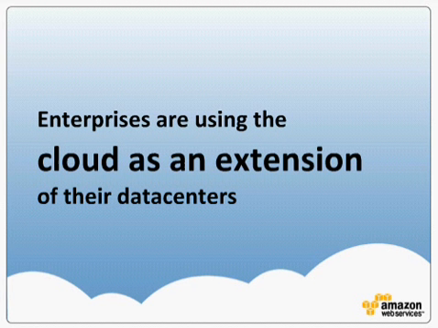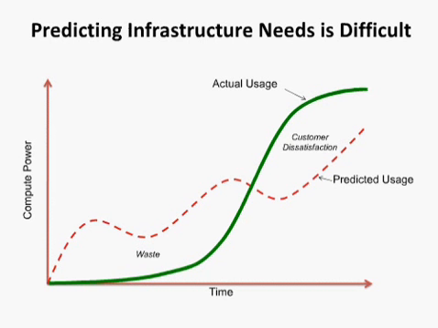Enterprises, as a market segment that use this system, have largely looked at the cloud as an extension for their data centers. Rather than building data center number 17, they'll add AWS as a more scalable, more cost-effective, quicker-to-market version of that. Most of that has to do with the real challenge around capacity planning.